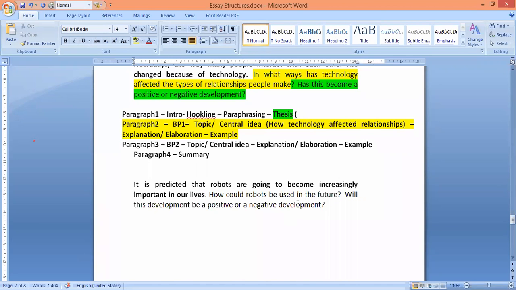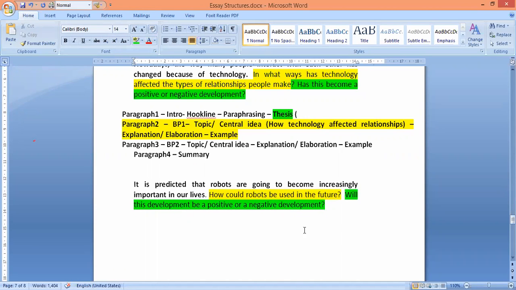Any other question, please? So in this, is it a positive or negative development? Is it your opinion you have to give? It's an opinion, definitely. It has two parts. One is discursive, and the other is argumentative. In this one, which is discursive, you just give the answer, no opinion, on how robots can be used in future. And this one is argumentative. You have to give your opinion. Is it a positive or negative development?